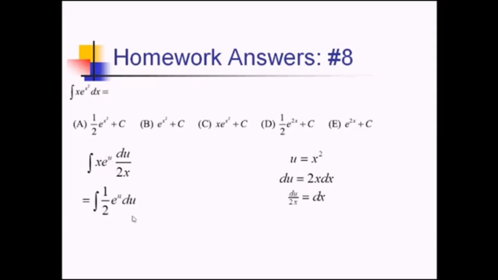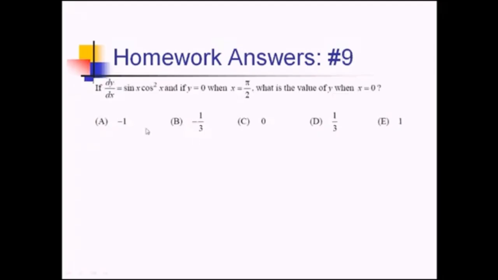And that's a pretty easy antiderivative. That's just 1/2 e to the u plus c. Don't forget your constant of integration here. But none of the answer choices have u in them, so I'm going to substitute x squared back in. This will be 1/2 e to the x squared plus c, which is going to give me answer choice A.